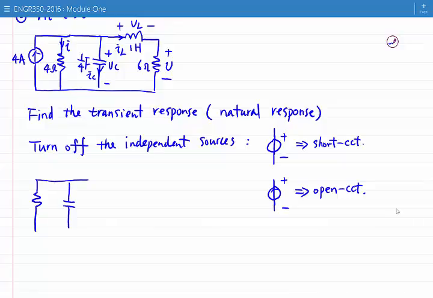The natural response of our circuit gives us the transient response, changing mode. It corresponds to the homogeneous solution of our second order differential equation. So let me draw it. It's 1 Henry, plus minus VL, IL, plus minus VC, IC, and the resistor here is 4 ohm. The current source is open circuit, so I don't draw it, and I have 6 ohm.